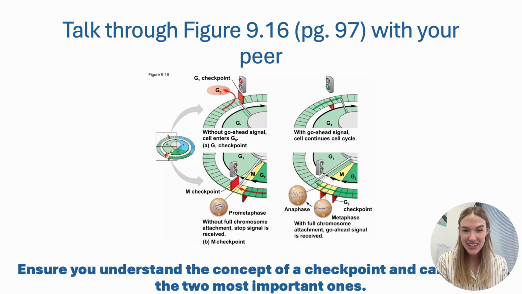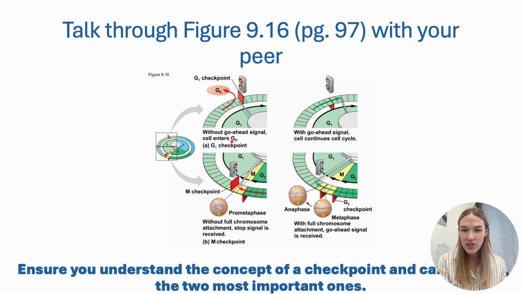I asked you guys in class to start by talking through this figure, so I would strongly encourage you to pause the video and talk through it again, but it really focuses on the checkpoints. Depending on the source that you look at, you might find a different number of checkpoints, but the ones that are really, really important are the G1, the G2, and the M checkpoints. Now, I'm probably not going to ever ask you specifically what happens at each of these stages, but I do kind of want to talk through it.